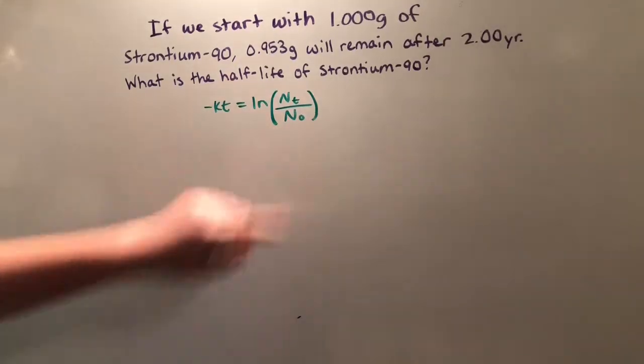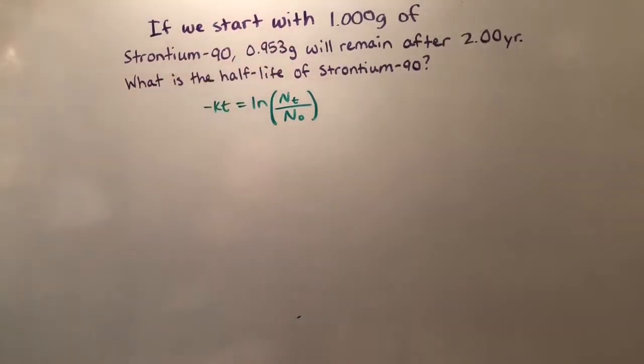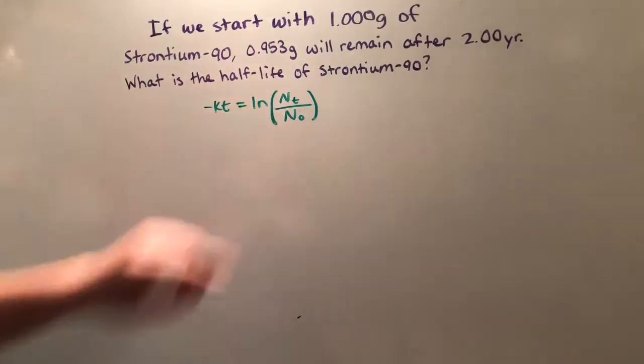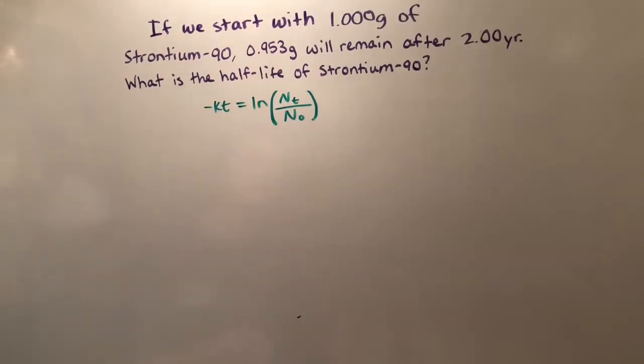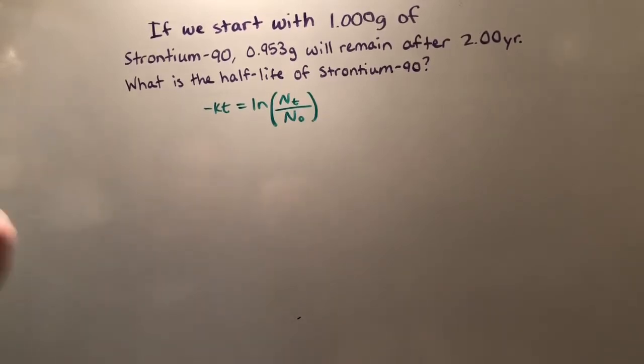So we're given N sub 0. That's 1 gram of strontium-90. That's what we're starting with. And we're given the amount that will remain. That's 0.953 grams after 2 years. 2 years is our time. So the only thing that we're missing in this equation is K. And when we substitute in all of our knowns to find K, we're going to use our K value to find the half-life. So let's do this problem.